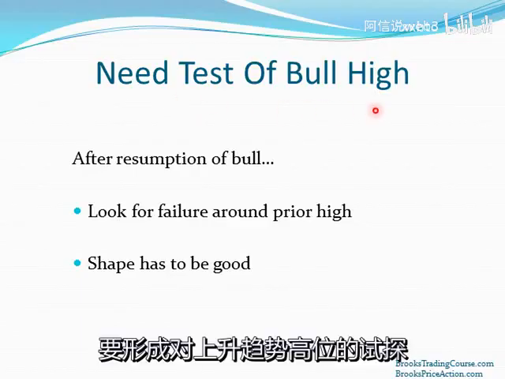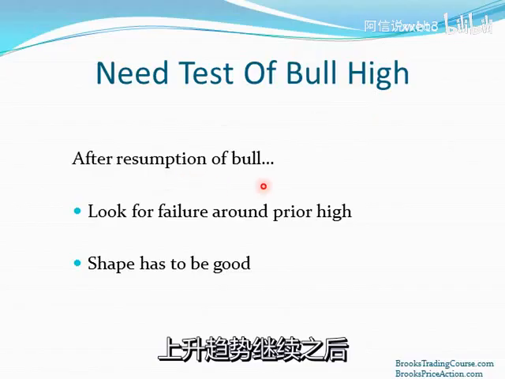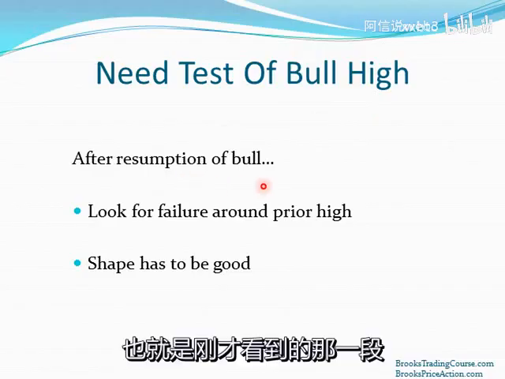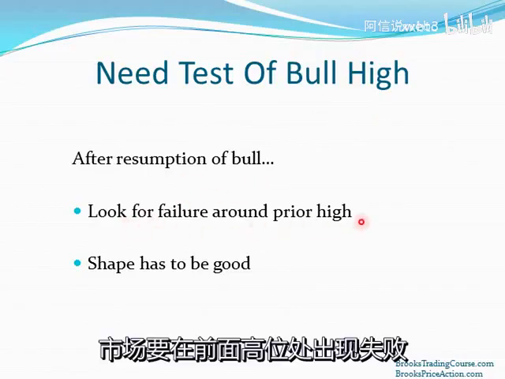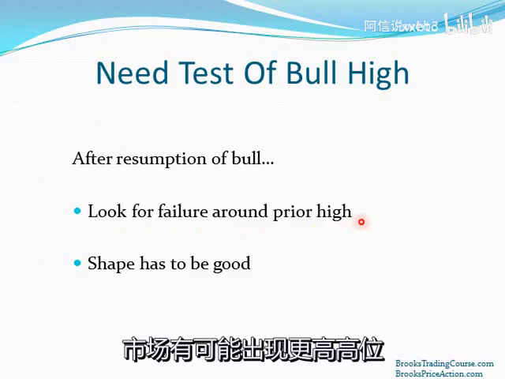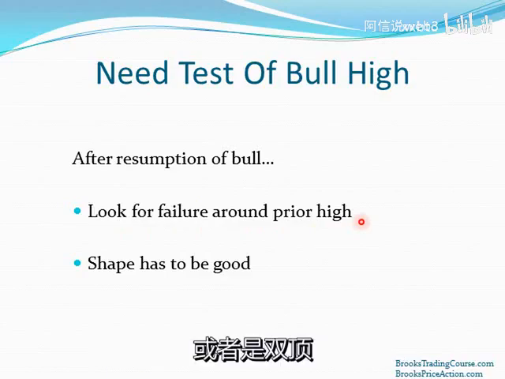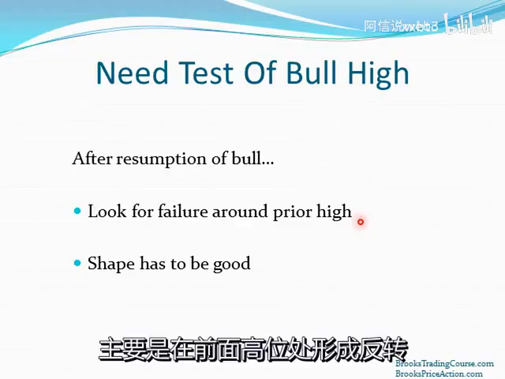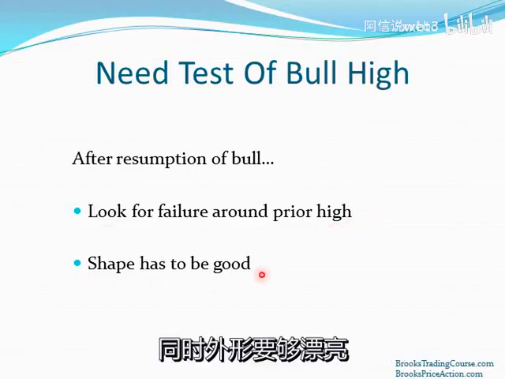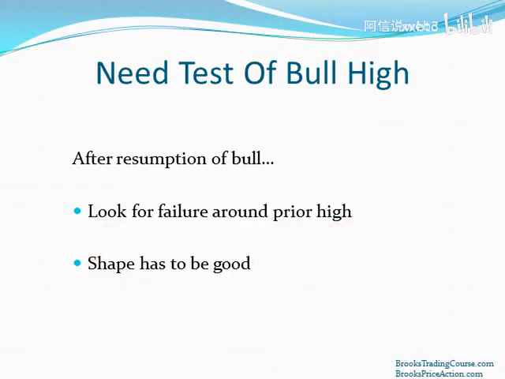You need a test of the bull high. After the resumption of the bull, which we're currently seeing, you look for a failure around the old high. The market may go to a higher high, may just double top, it may go to a lower high. It doesn't matter. You're looking for some kind of reversal down around the old high. And you also want the shape to be good.